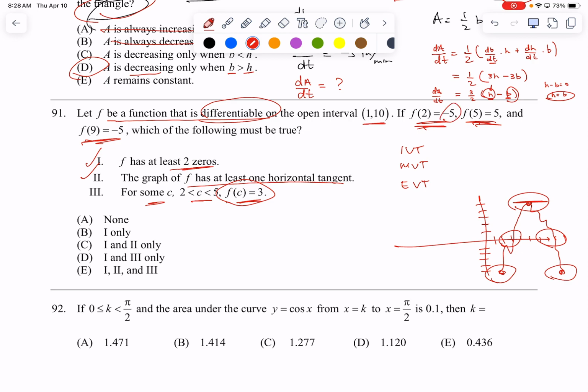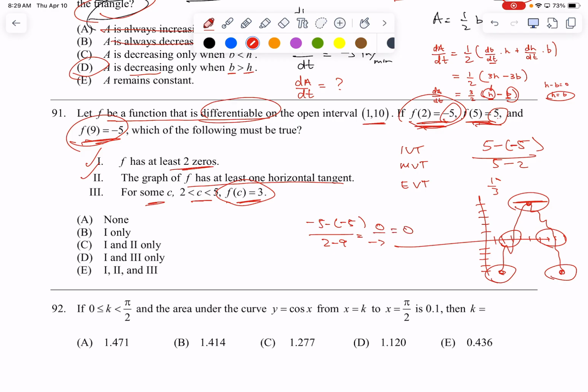Let's take these two first. So you gotta have 5 minus a negative 5 over 5 minus 2. That'll give me 10 over 3. Does that give me a slope of 3? So no AROC there. Now let's take this one with this one. So I have negative 5 minus a negative 5 over 2 minus 9. That's going to give me 0 over negative 7. That's not going to work.